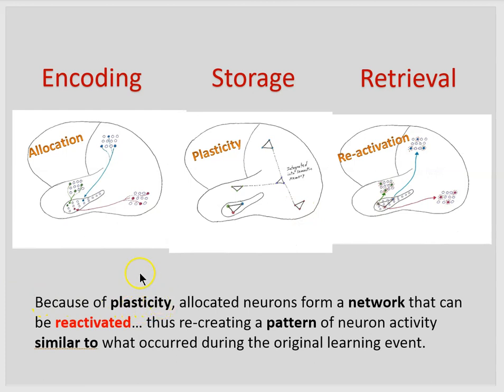Because of plasticity, allocated neurons form a network that can be reactivated, thus recreating a pattern of neuron activity similar to what occurred during the original learning event. So retrieval is when we're reactivating that network of neurons that was formed during the storage stage. And if we successfully reactivate that network, we will successfully retrieve a memory.